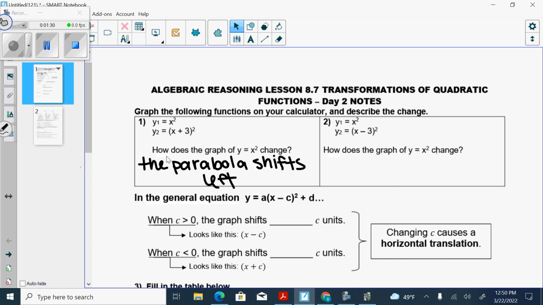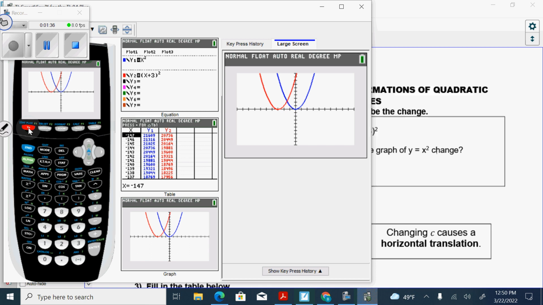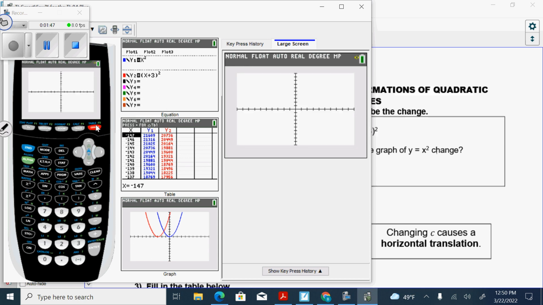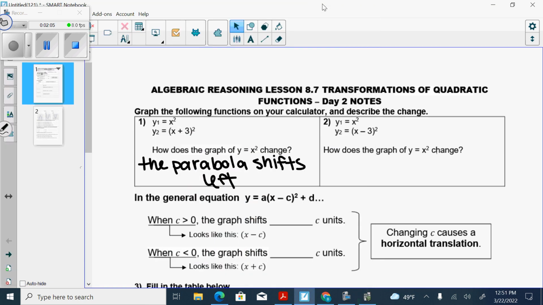Okay, same idea for number 2. I go back in my graphing calculator, leave my y1 the same, but in the y2, they changed it to x minus 3 squared. So I'm going to graph those. Again, my x squared is this one here in blue, and my x minus 3 squared is the one over there in red. So what's the difference between the blue and red this time? Very good. So I come over here, and parabola shifts right.